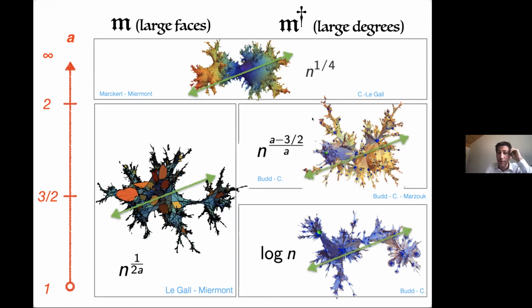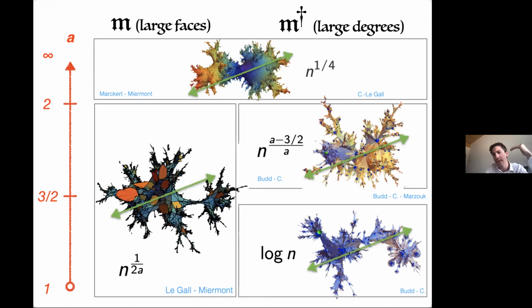More recently, with Timothy on the dual side, so with large degree vertices, we proved roughly 10 years ago that the diameter of those maps with large degree vertices should be of order n to the (a - 3/2)/a. And you see there that when a is equal to 3/2, this is 0. So the exponent is 0.